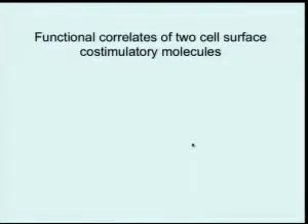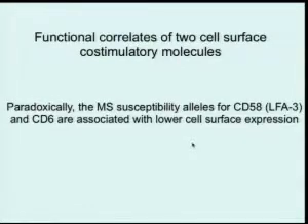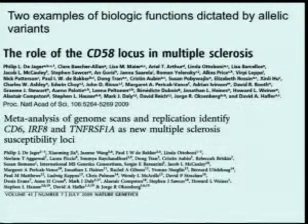Now, it's particularly interesting looking at CD6 and CD58. They're both co-stimulatory molecules. And paradoxically, the MS susceptibility alleles for CD58, which is LFA3, and CD6 are associated with lower cell surface expression. Now, that's not obvious. If I asked you to predict what you would expect to see, you would expect LFA3 and CD6 to be increased, that if you have the risk allele, you'd have more expression of those co-stimulatory molecules, right? I mean, we would all predict that. So this begins to give us insight into biology. This is work done with Phil De Jager and others in our group.